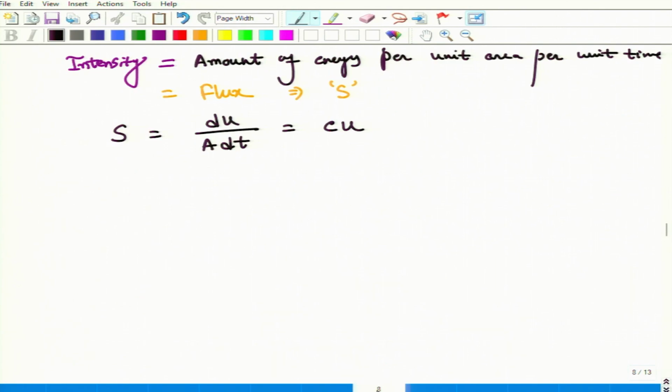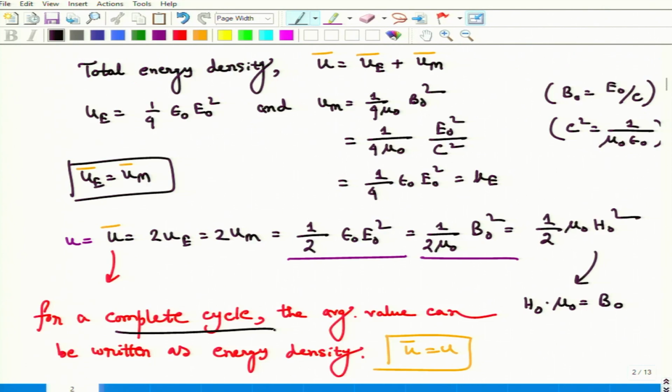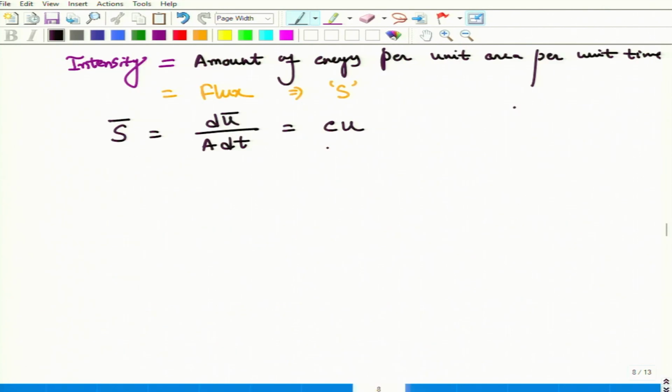So what will be the average? If we consider the average flux, then it will be like this. And we know that, as I stated here, for a complete cycle we can impose this condition, so under that condition it is consistent. It is the average value. Now let me discuss the Poynting vector.